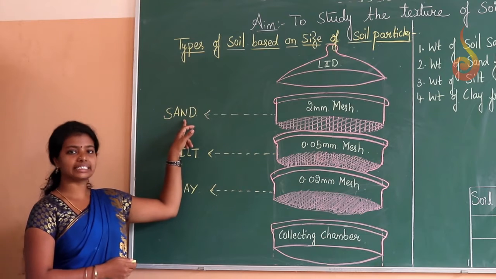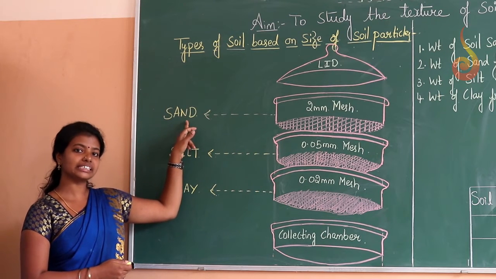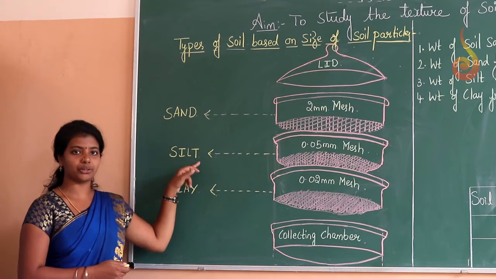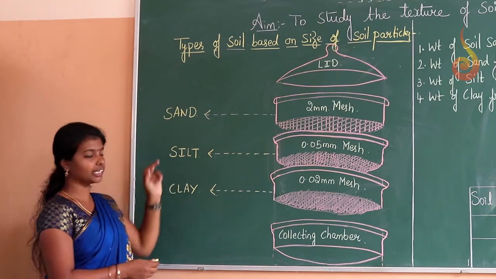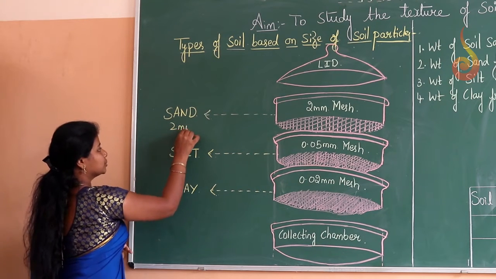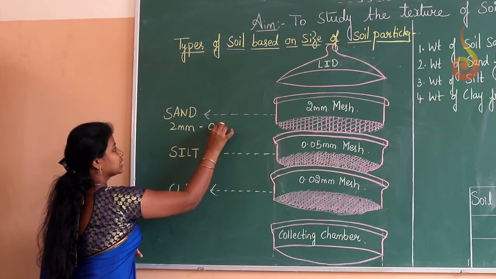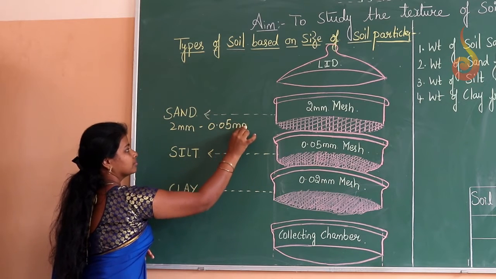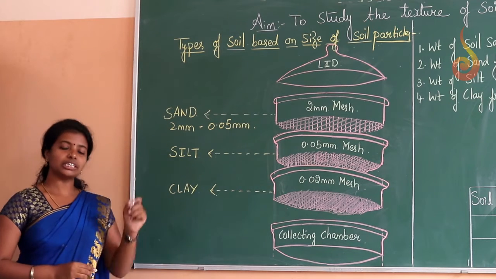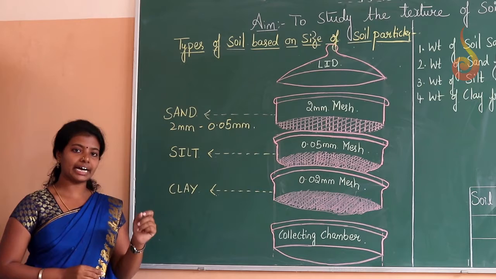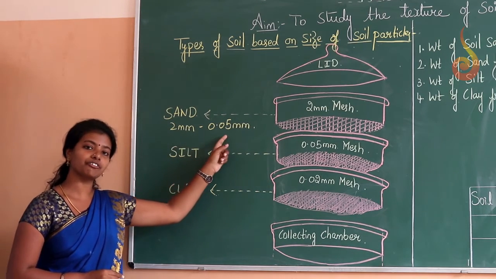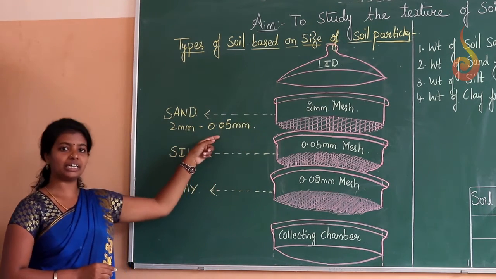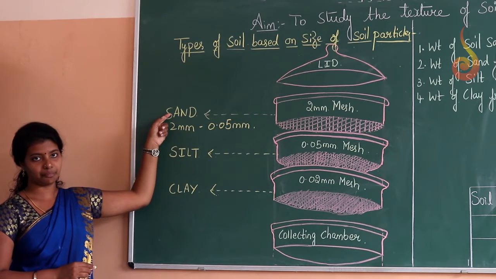Sand is the one which is large in size compared to the other two. Here the sand size varies between 2 millimeters to 0.05 millimeter. So the soil particle which is of size ranging between 2 millimeters to 0.05 millimeter will be called sand.